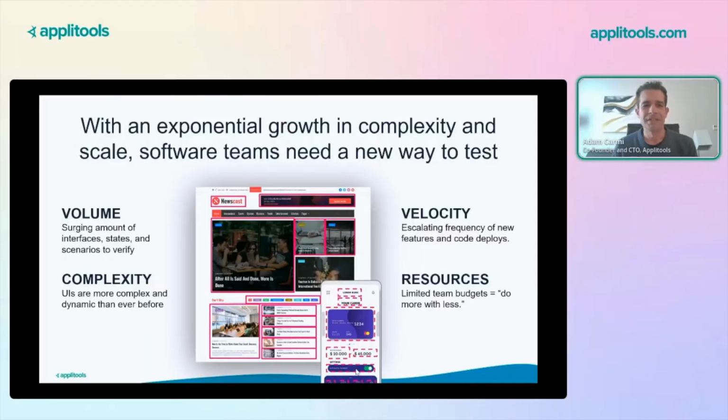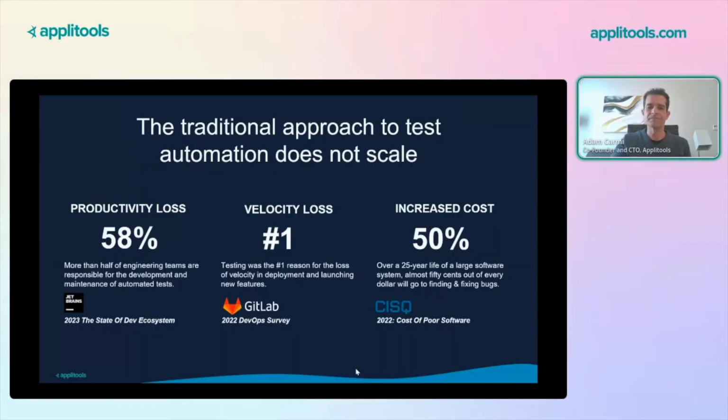You know, in recent years, there's been an exponential growth in the complexity and scale of software. Enterprises are building more and more applications. These applications are becoming bigger and bigger. The user experience of these applications is becoming more complex and dynamic and more difficult to test than ever before. And on the other hand, teams are expected to increase velocity, release features to production faster, and do all of that with limited resources and budgets.